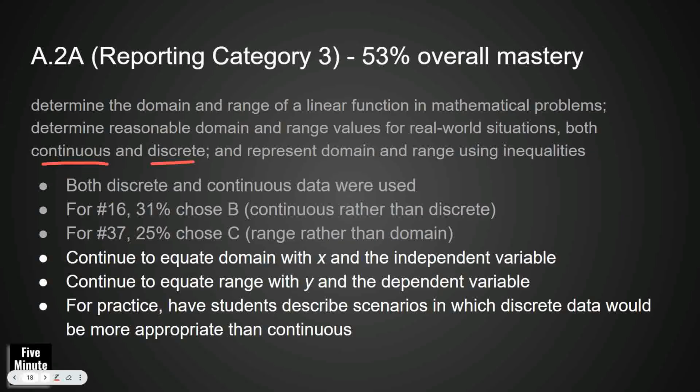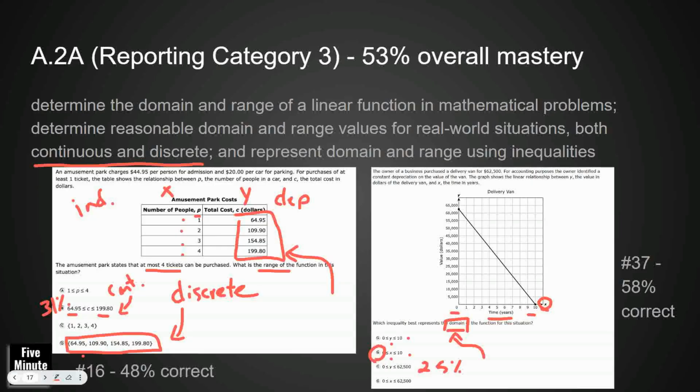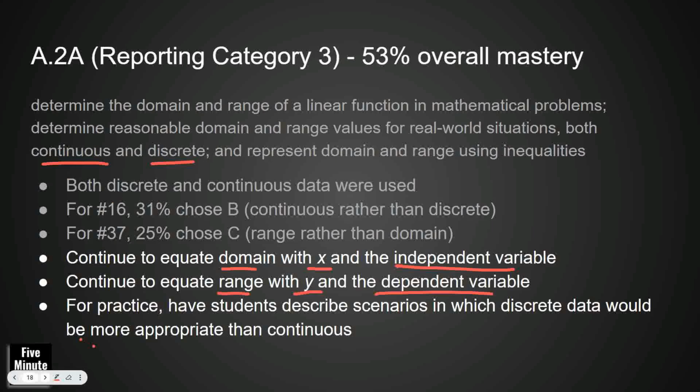So we need to continue to equate the domain with the x axis, the x variable, and the independent variable. The range goes with the y. The range is the dependent variable. We just need to continue to use those terms independently because, especially like we saw here on number 16, there is no x or y. They had p and c. So we had to kind of go back to 6th grade to think about what was our independent and what is our dependent variable. And we need to have them just describe scenarios, just real world scenarios.